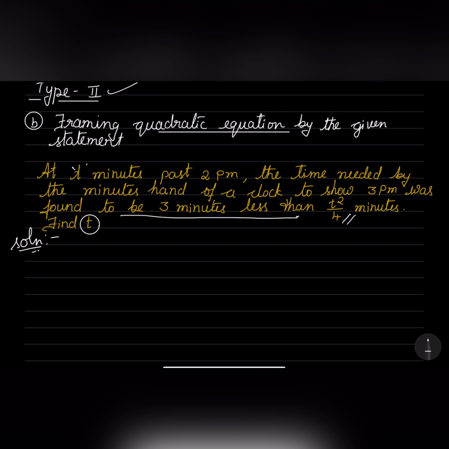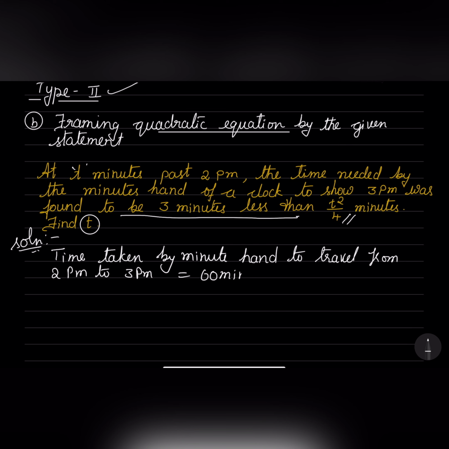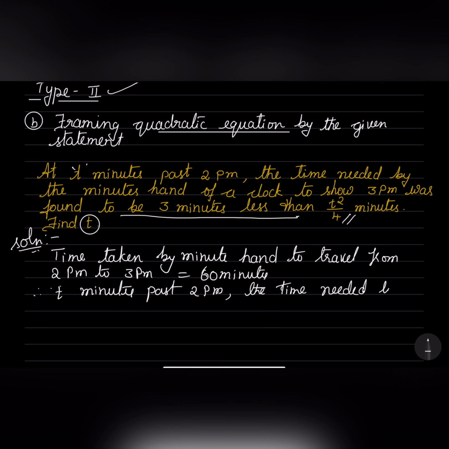Yes, we'll go here with this. Now what has been given? Time taken by the minute hand to travel from 2 p.m. to 3 p.m. What is this? Time taken by minute hand to travel from 2 p.m. to 3 p.m. is equal to 60 minutes. We know that it is equal to 60 minutes. Therefore, t minutes past 2 p.m. the time needed to show 3 p.m. will be equal to 60 minus t.